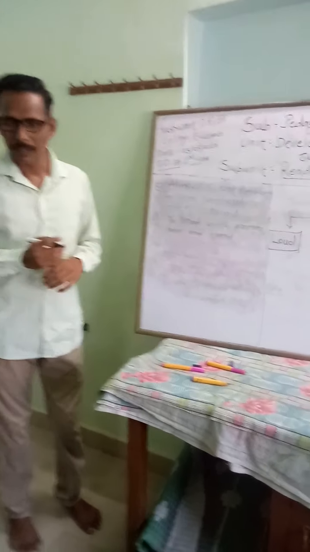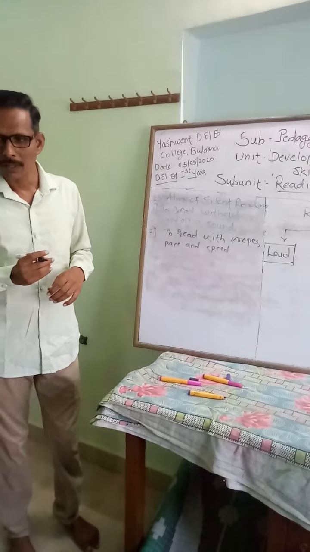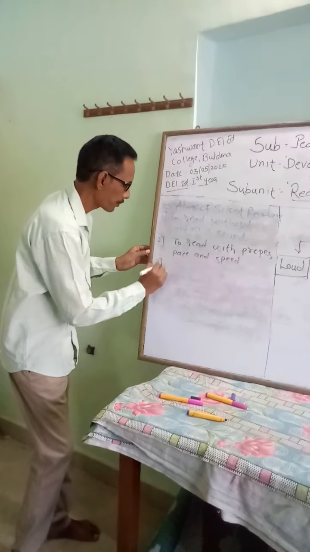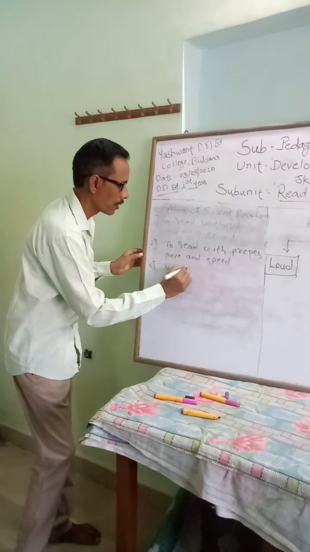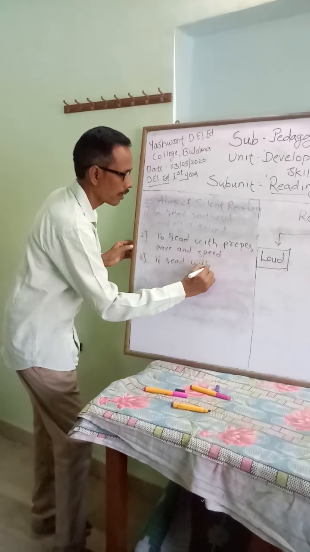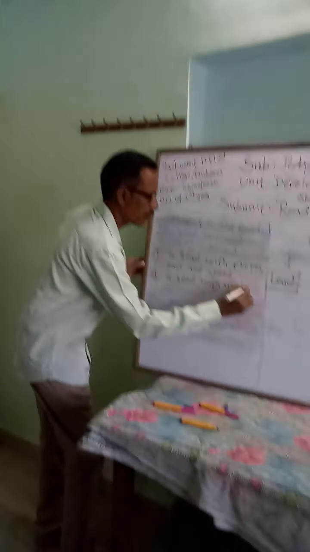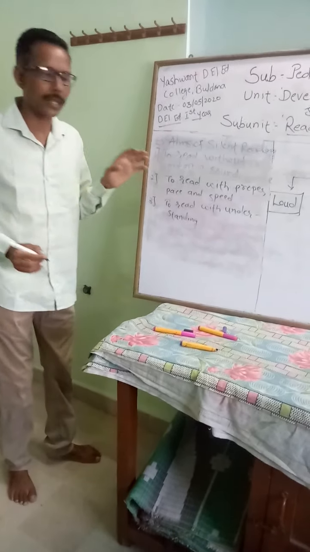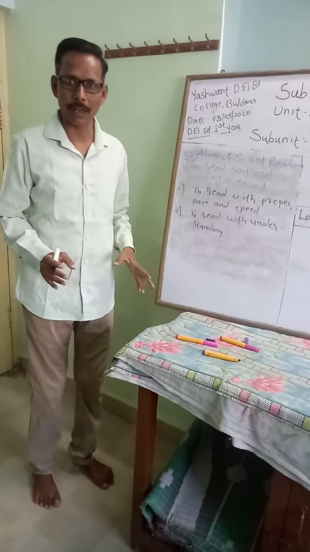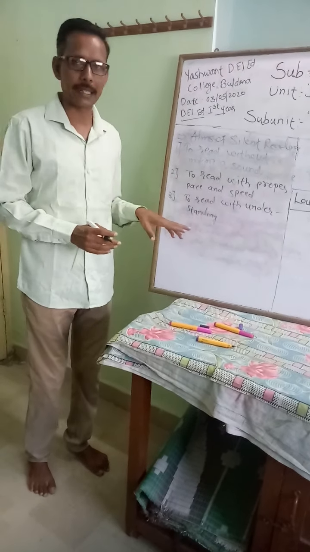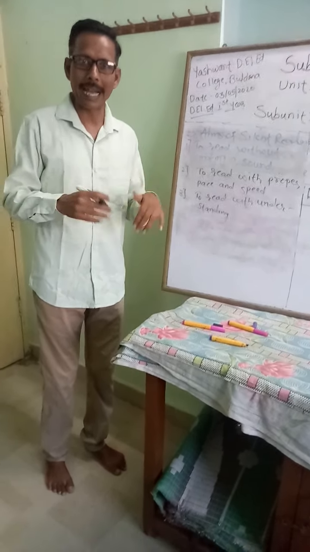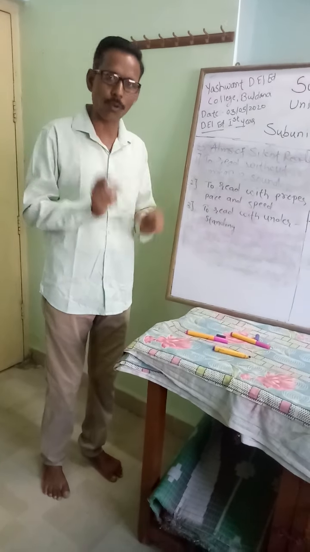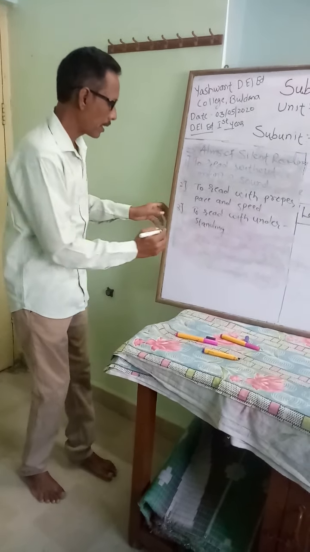Okay. Third one, to read with understanding. This is most important in silent reading. Whenever you read a specific passage, paragraph, whatever, read with understanding. Means you must know what you have read. You should get it. You should understand it. You should comprehend it. So to read with understanding.